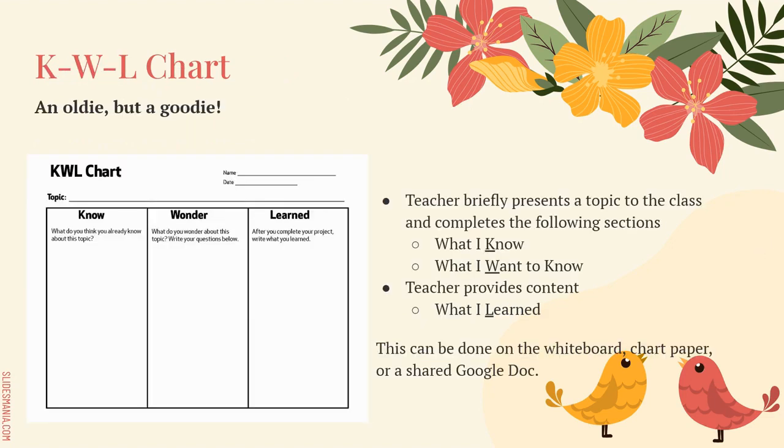The KWL chart is a really fun classroom activity. It's an oldie but a goodie. I know a lot of us have used this before. Basically, the teacher briefly presents a topic to the class and completes the following sections. The K section is what the students know about the topic, and the W section is what students want to know or wonder about the topic.